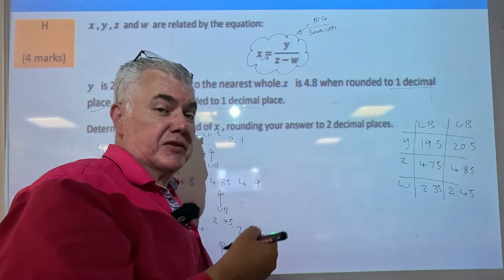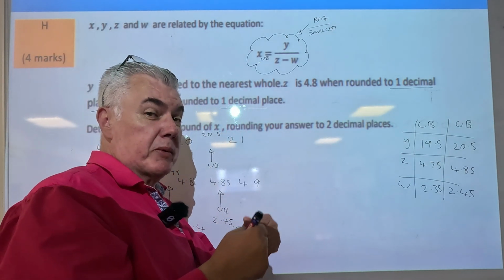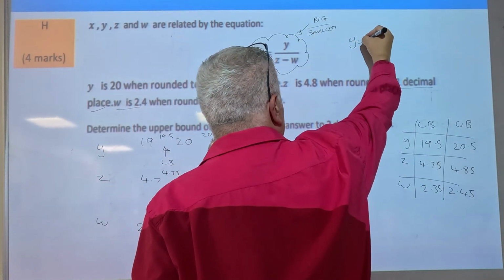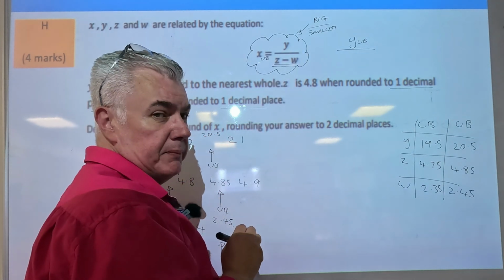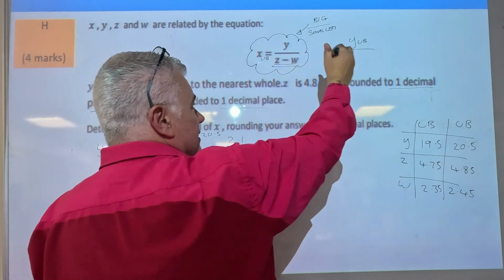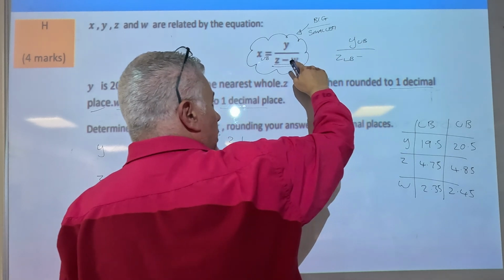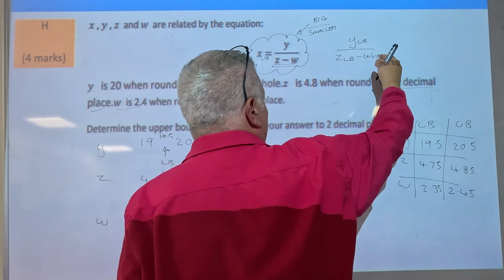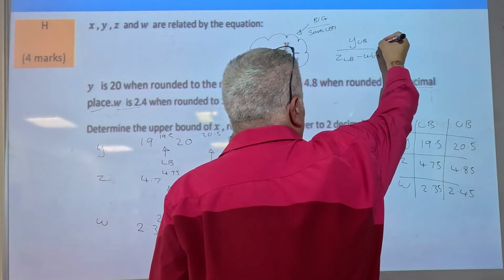You really do have to use your common sense on these questions. There is a little bit of thought involved. It's very rare you can look at it and go, yeah, it's exactly this. Well, I know I'm going to use Y upper bound. What would make this as small as it can be? Well, if I make this the smallest it can be, but take away the biggest possible value, that makes this bottom as small as it can be. So I'm going to put these values in.